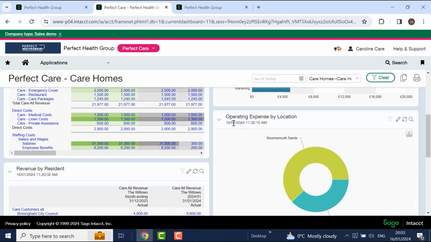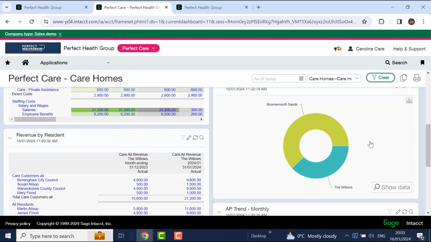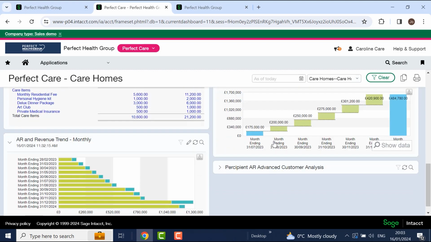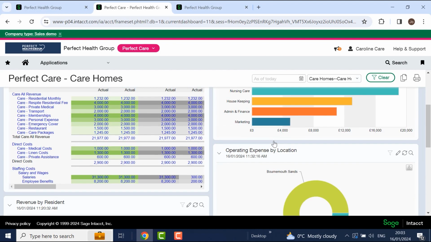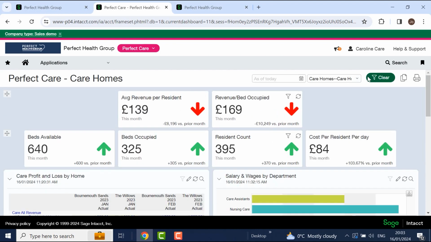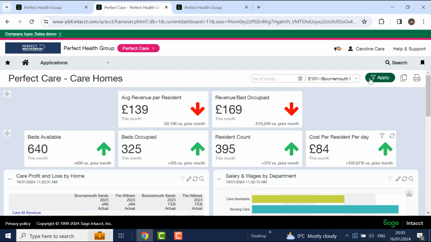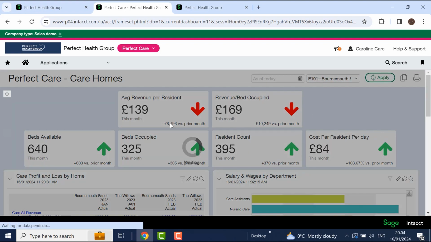I can also see things graphically, so I can see operating expense by location, so which of my care homes is costing the most amount of money. And I can also see some AP trended monthly analysis along with accounts receivable as well. Now Caroline can see this for both of her care homes, or she could actually look at each individual care home in its own right.